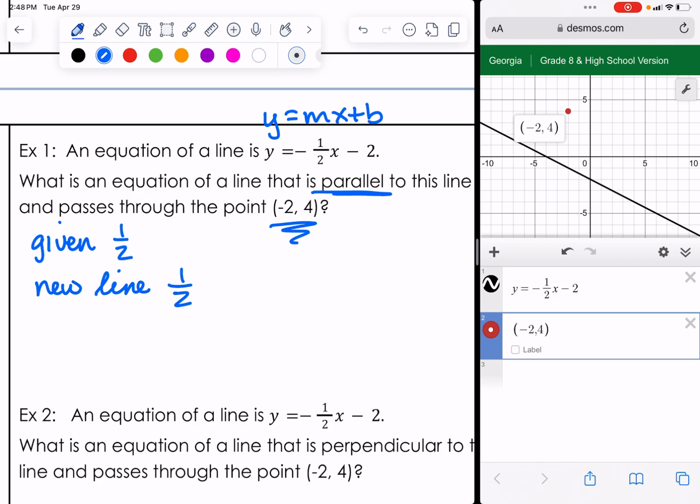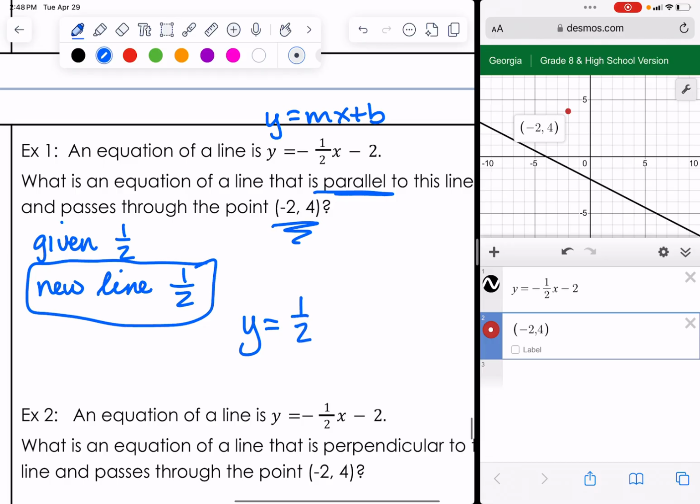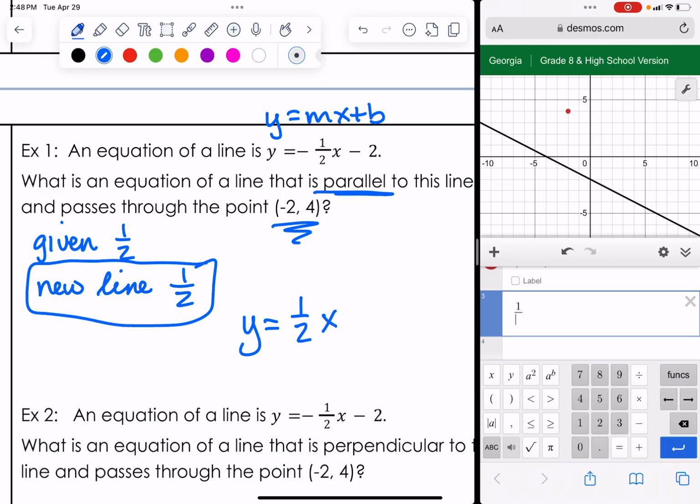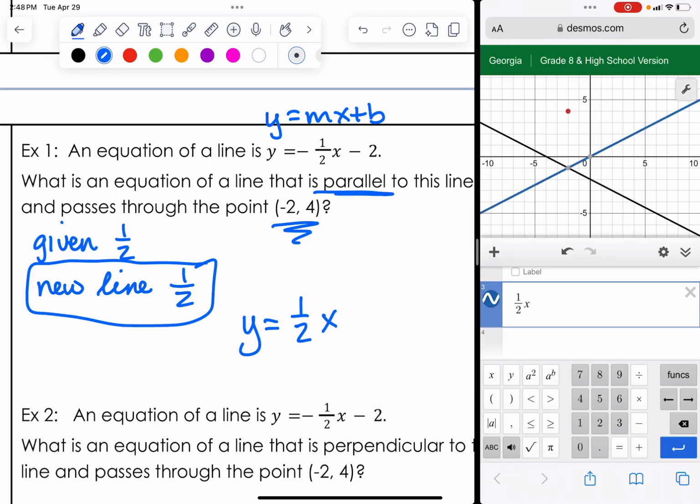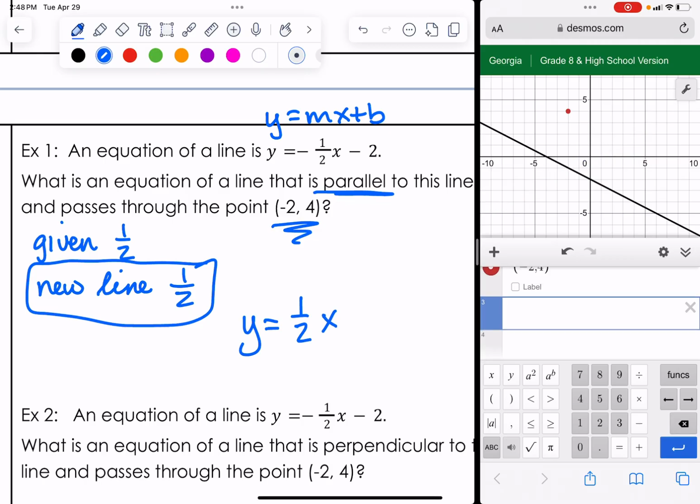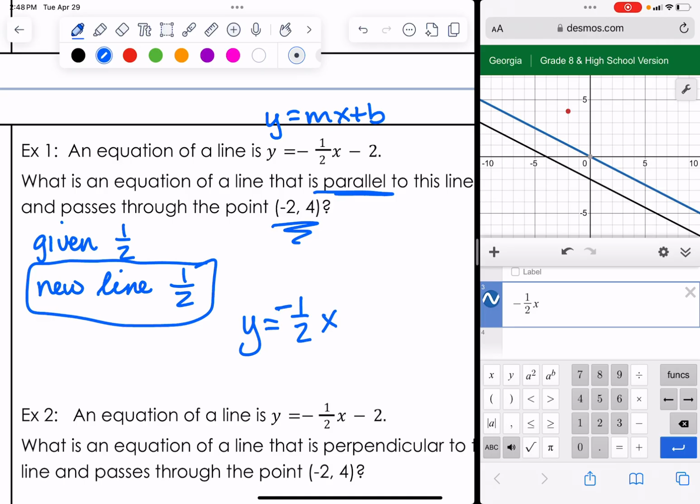Well, what we know here is that our new line in slope-intercept form has to start with -1/2 x, because that's what's going to make it parallel. So I'm going to start with -1/2 x. Sorry, -1/2 x. And we can see now that our blue line is parallel. And we can also see that our blue line is not far enough up to go through the red.